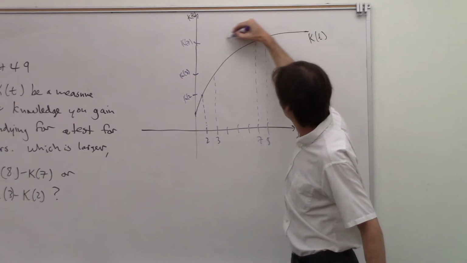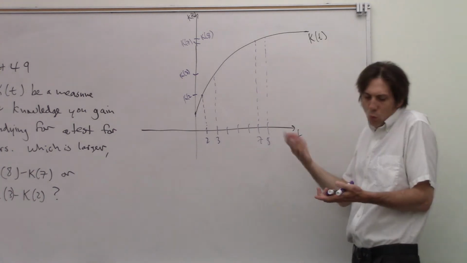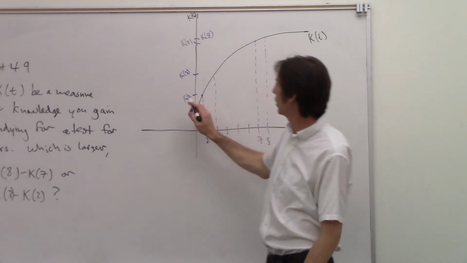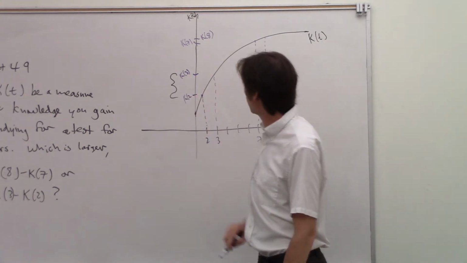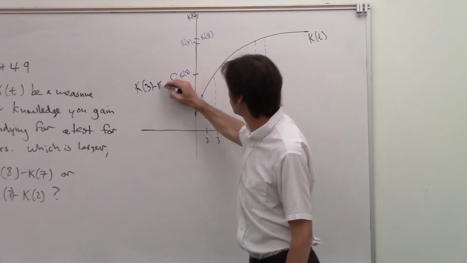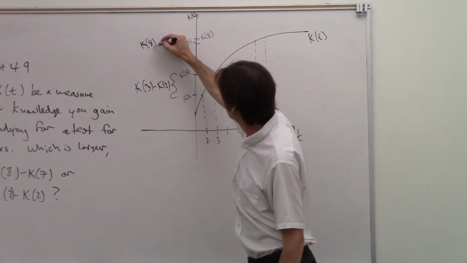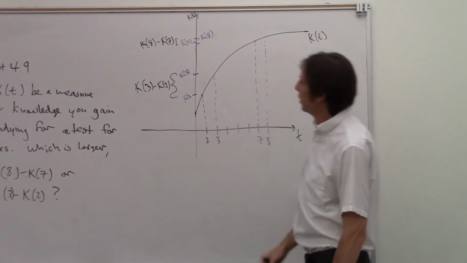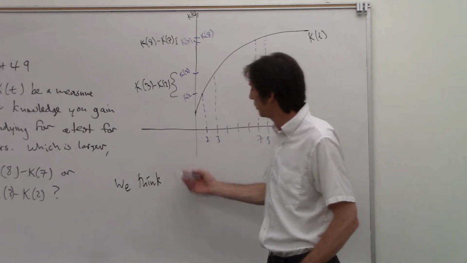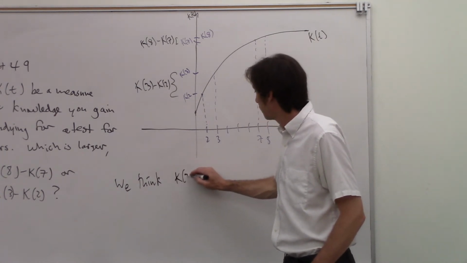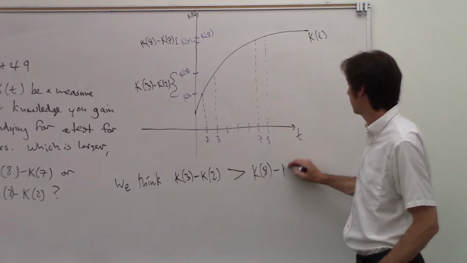Ooh, it isn't really all that much higher, right? Here's k of 8. And so on the y-axis or the k-axis, if we just look at the spacing between the two sets of values that we have here, this amount is k of 3 minus k of 2, and this amount up here, which is a smaller amount, is k of 8 minus k of 7. And so I think it would be appropriate to think that k of 3 minus k of 2 is greater than k of 8 minus k of 7.